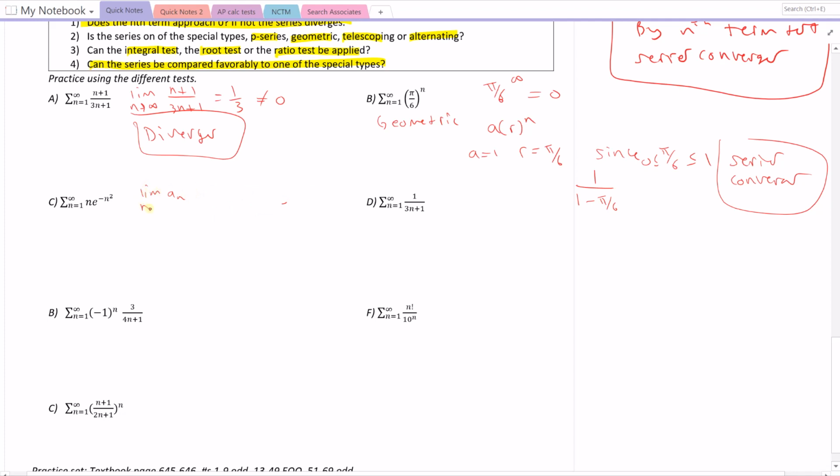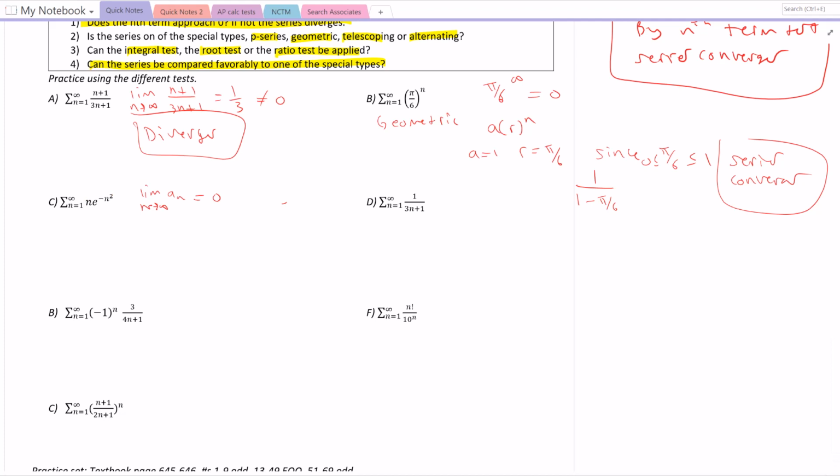The limit as n goes to infinity of a_n does go to 0, so that one fails. It's definitely not a geometric series. How do I know? Well, there's an n squared up here, and there's an n in here, which doesn't look like it.